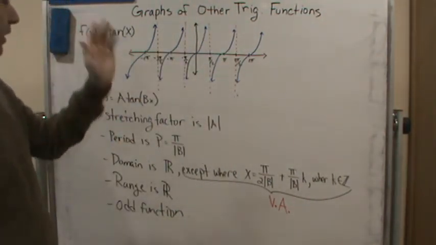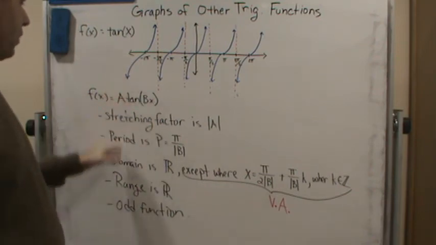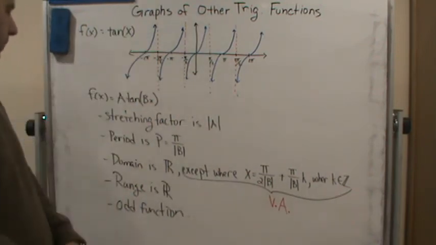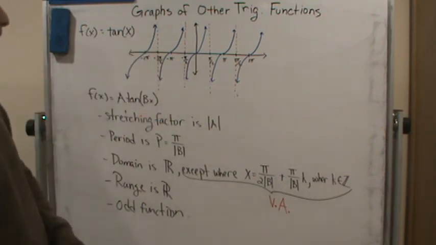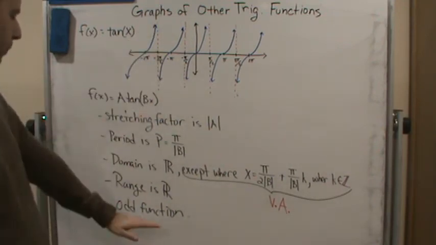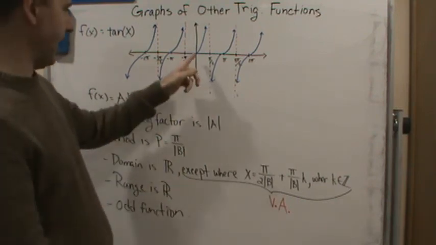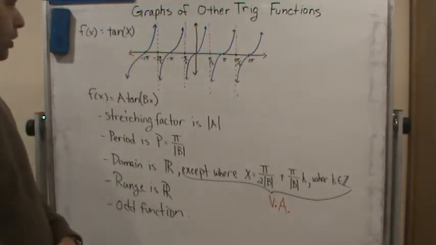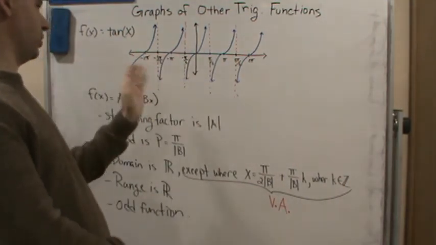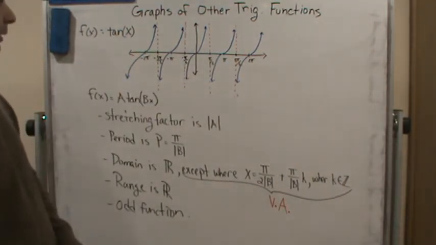The range, on the other hand, is all real numbers. As you can see, it goes down to negative infinity, up to positive infinity with no breaks. And also, by the way, it is an odd function. You could rotate this around the origin, and you're going to get right back to where you started. Okay.